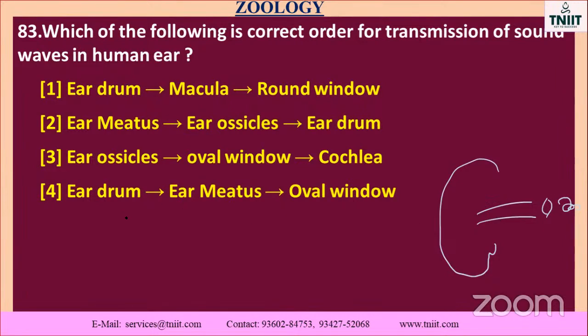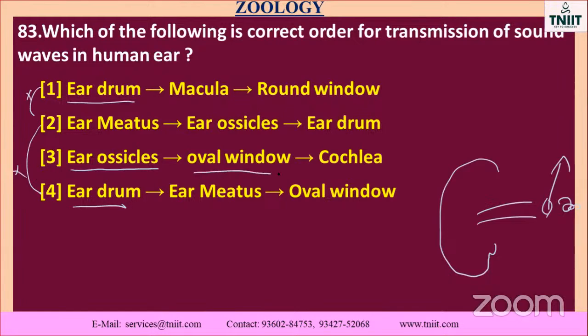So here, which one is the correct one exactly? Eardrum will not come first. Eardrum is present in the center only. So where there is an eardrum, ear ossicle is the correct one. Eardrum will not come first. These are the wrong statements.